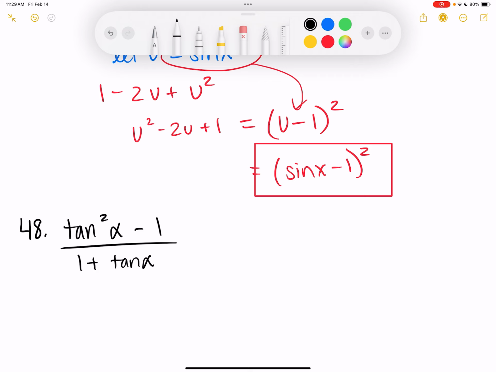Anybody recognize what the top kind of looks like? So my first thought would be, okay, is this an identity? Is there an identity where tangent squared minus 1 equals something? Or one that can be manipulated that way? So tangent squared minus 1 is secant squared? Well, what is that identity?